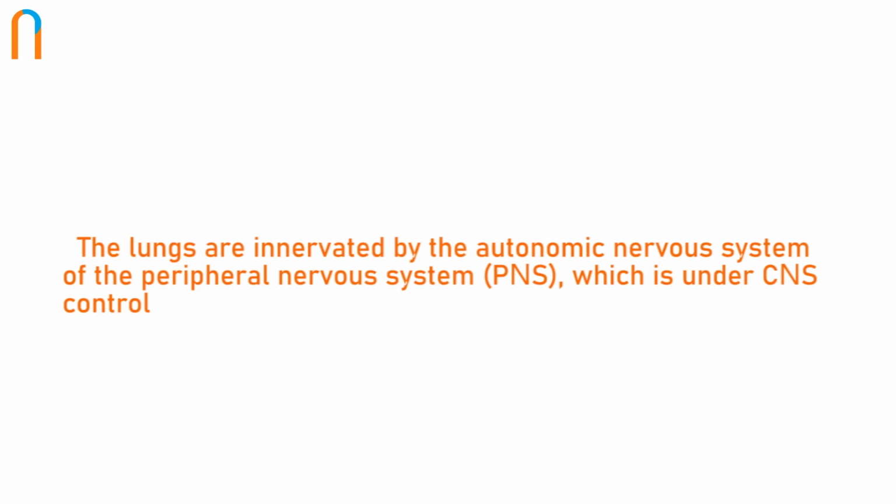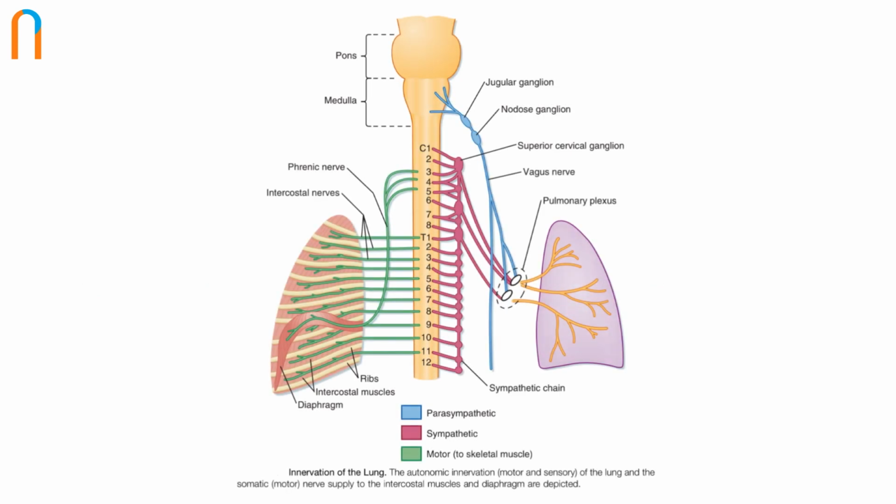Breathing is automatic and under control of the central nervous system. The lungs are innervated by the autonomic nervous system of the peripheral nervous system, which is under CNS control. The autonomic nervous system has 4 distinct components: parasympathetic, sympathetic, non-adrenergic, non-cholinergic inhibitory, and non-adrenergic, non-cholinergic stimulatory.